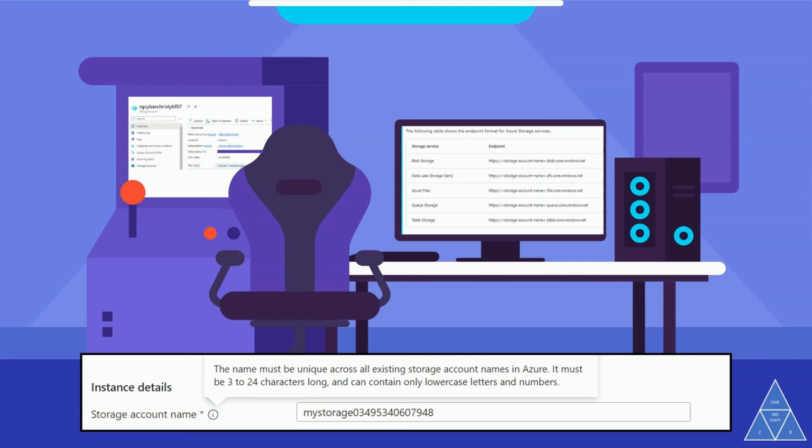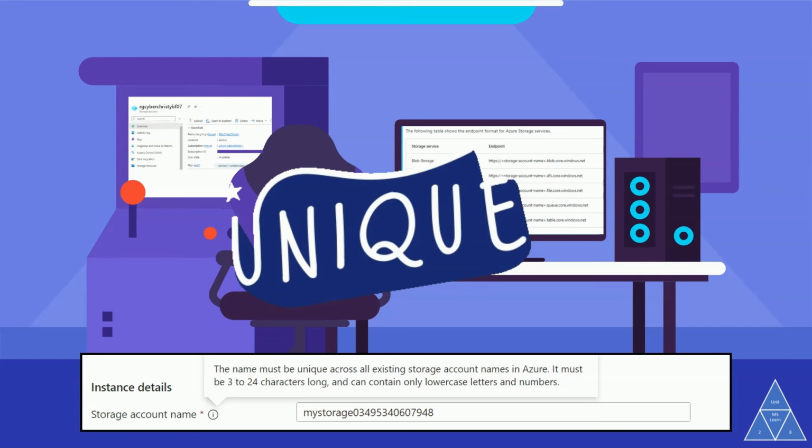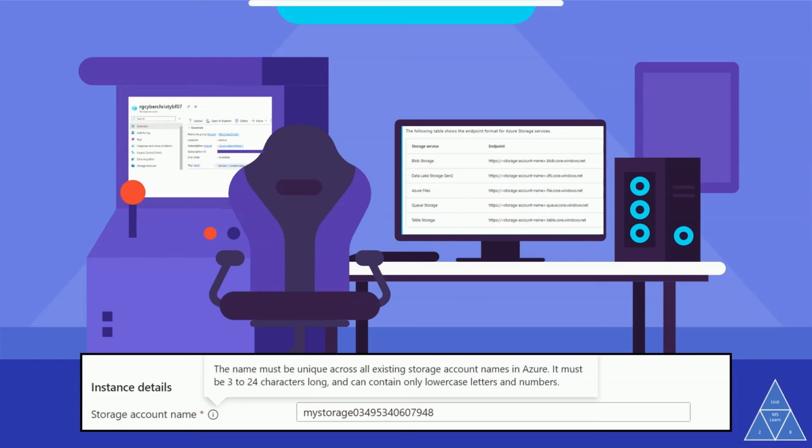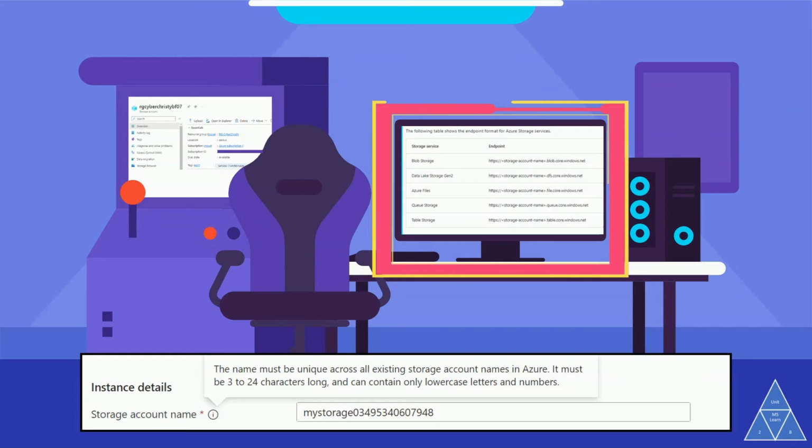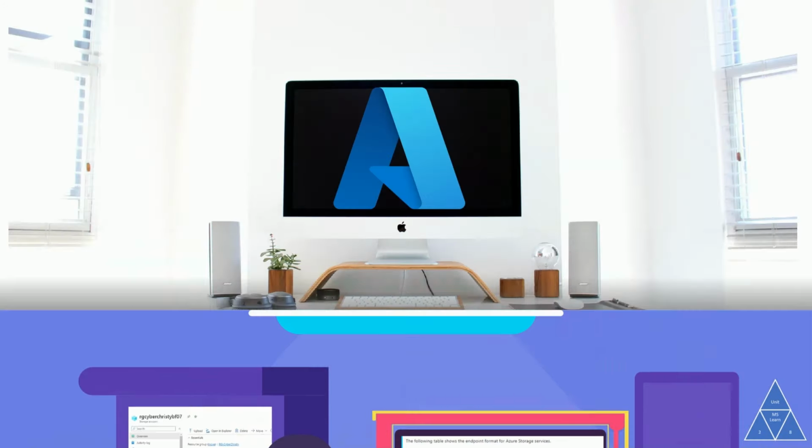When naming your Azure Storage Account, keep these rules in mind. Storage account names must be between 3 and 24 characters long and may contain only numbers and lowercase letters. Your storage account name must be unique within Azure. No two storage accounts can have the same name, which supports having a unique and accessible namespace in Azure. On the screen, the table shows you the endpoint format for Azure Storage Services.